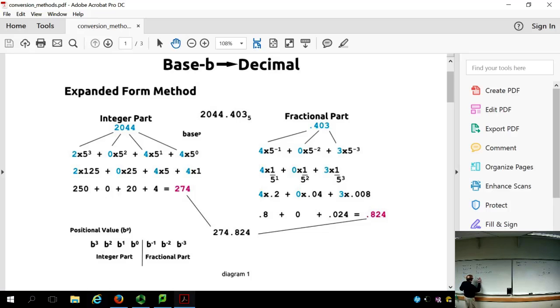If my base is 16, well, it's pretty easy at first. 1, 2, 3, 4, 5, 6, 7, 8, 9. What happens next? A, B, C, D. We didn't have anywhere to go.